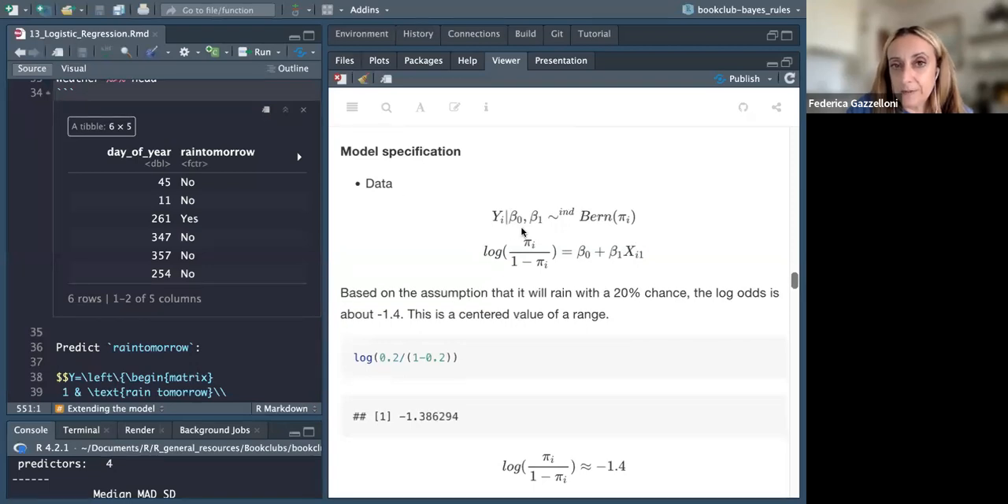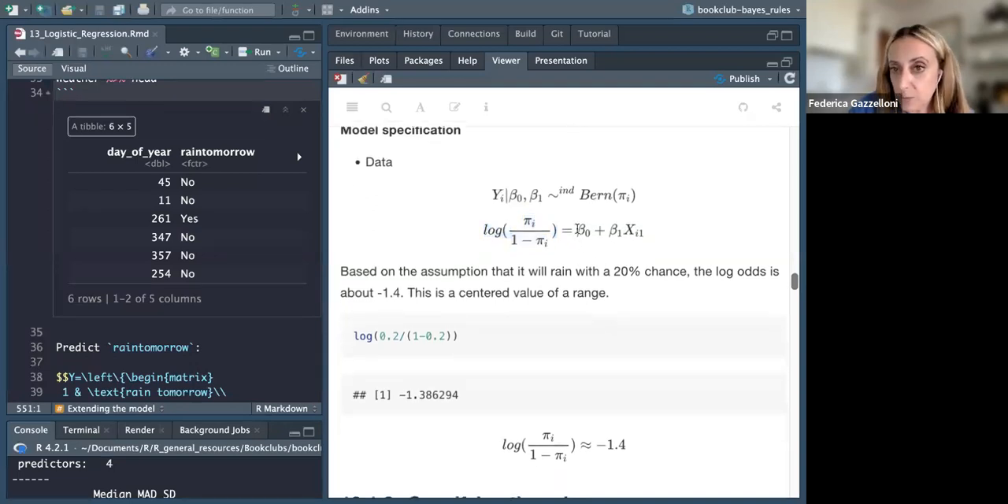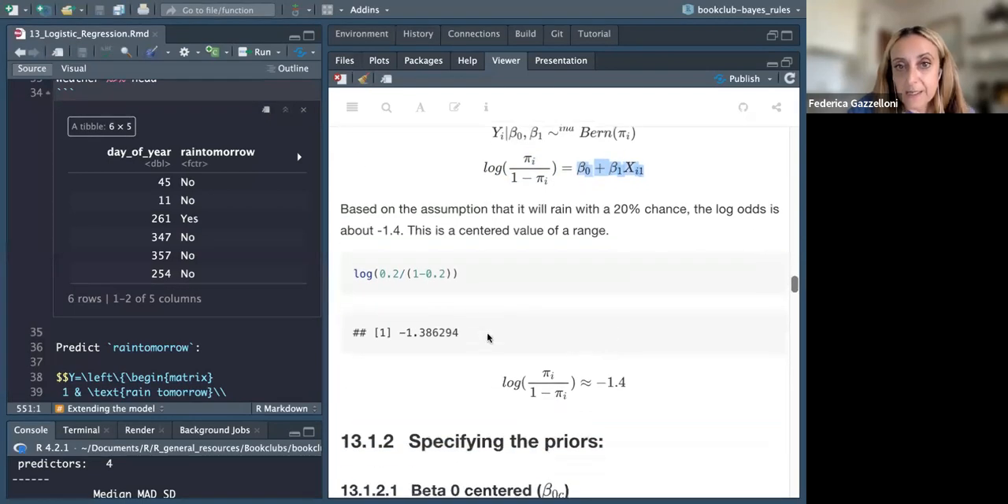So this is our model. We have beta 0 and beta 1, and we suppose that they are independent. Y is Bernoulli with parameter p. And then we have our log odds. This is our logistic regression, so we use the log odds, which is equal to our model function.